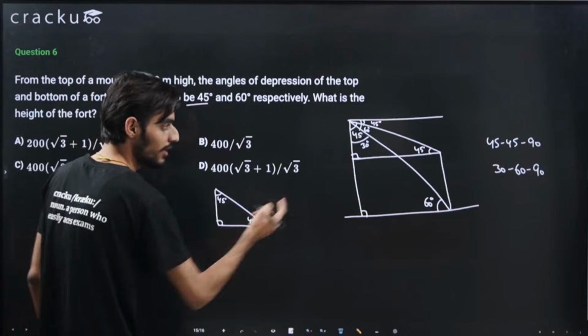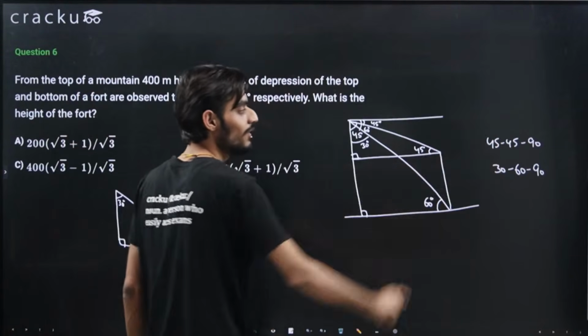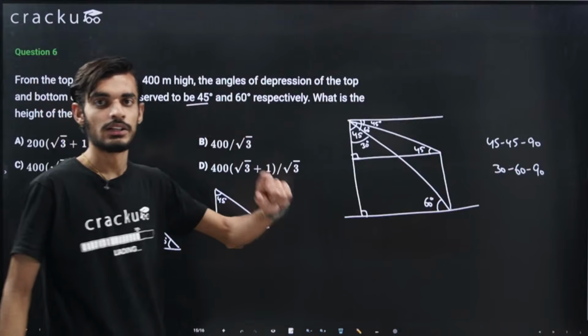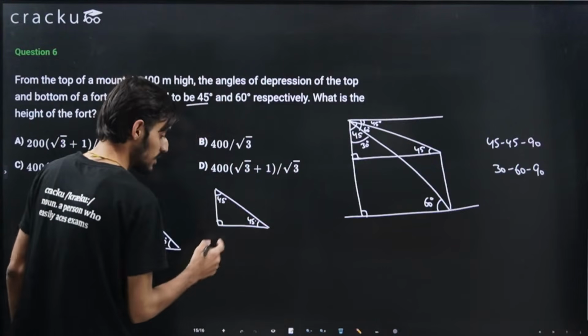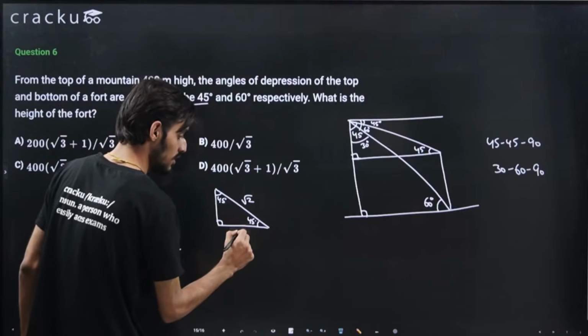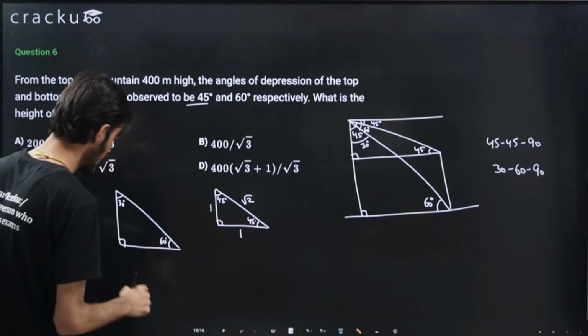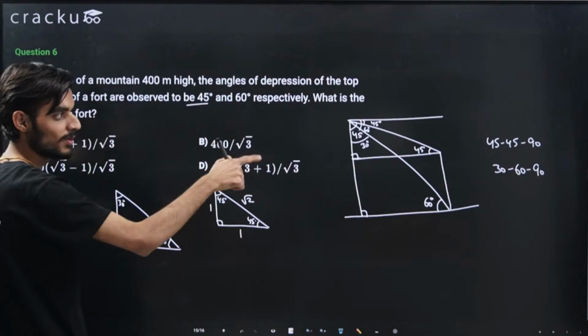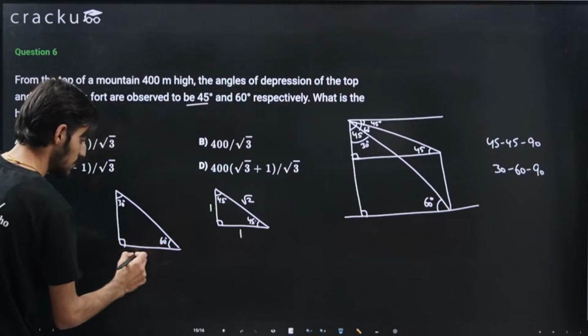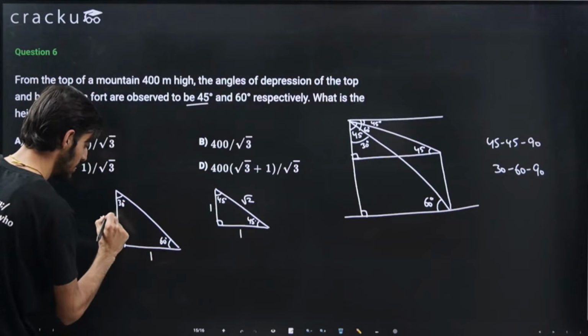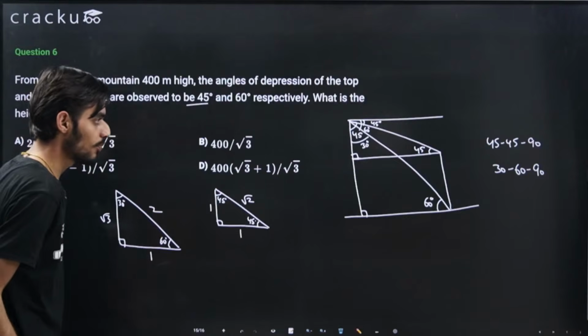Again, in the 45, 45, 90 triangle, we know that the ratio of sides is 1 is to 1 is to root 2. Using the same here, this will be root 2, and the other two sides will be 1 and 1. And in this triangle, the ratio will be 1 is to root 3 is to 2. So this will be 1, this will be root 3, and this will be 2.